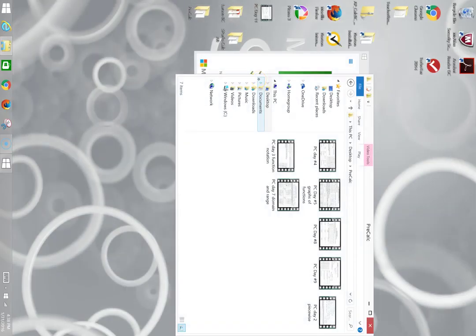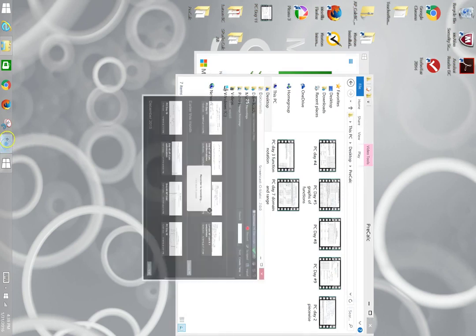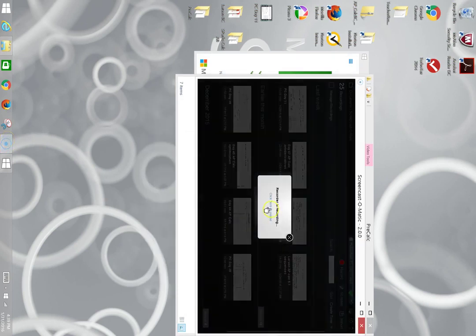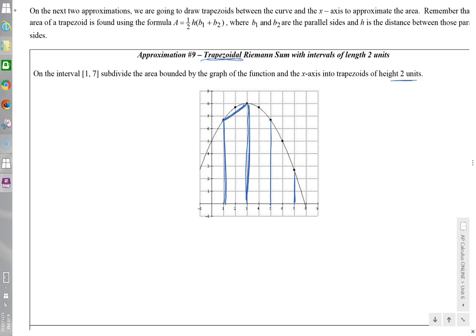Where did you go? Let's see if I can find it. Uh-oh. Click here. So sorry about that. Touchscreen is a little sensitive sometimes.